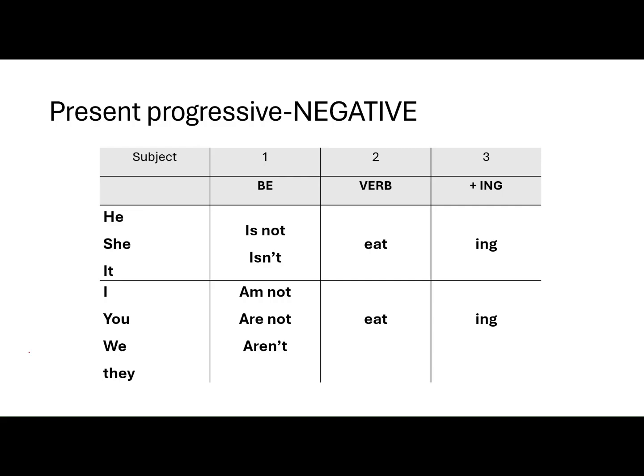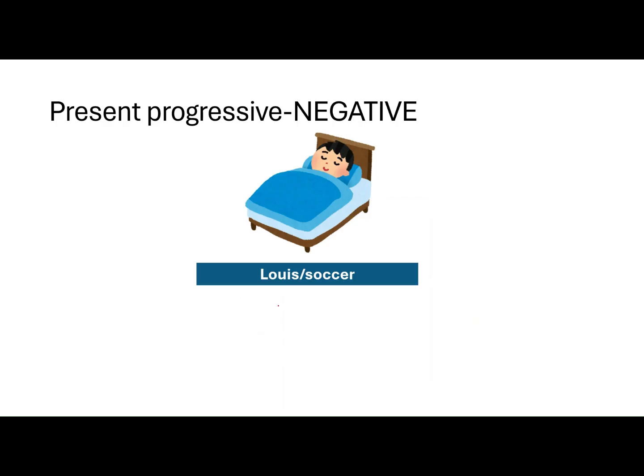Let's talk about forming negative present progressive sentences. We still need to use our 1, 2, 3, but we'll add either not or the contraction to make present progressive negative. For example, he is not eating or she isn't eating. We can also have I am not eating, you are not eating, or we aren't eating. Let's look at some activities to practice.